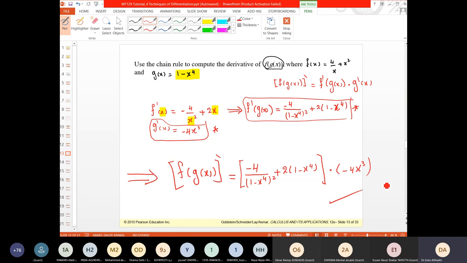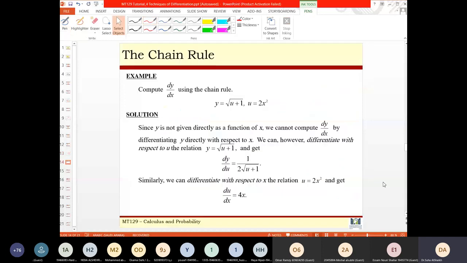This is the chain rule. You have a function and a function inside it, so it's the derivative of the function times the derivative of what is inside the function. Now sometimes they give you like this: F by itself and G by itself, and they want the derivative of F of G. Sometimes the chain rule comes in a different way. Sometimes we use the chain rule like this.